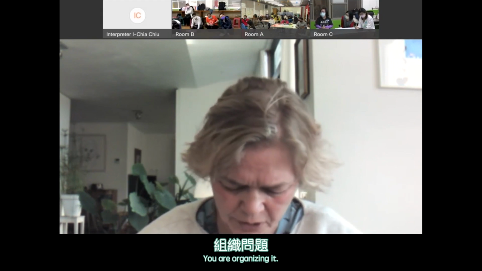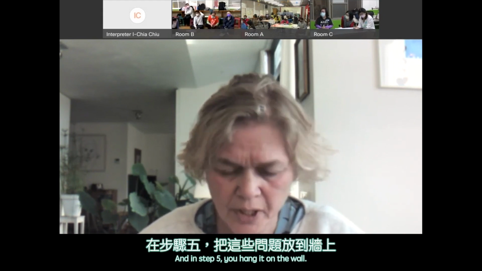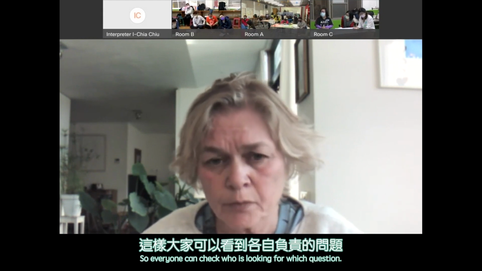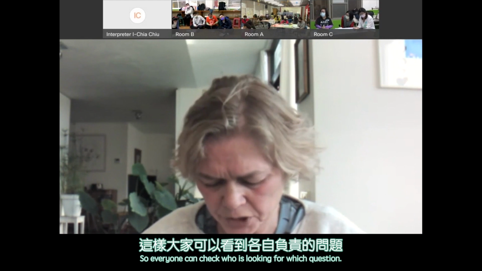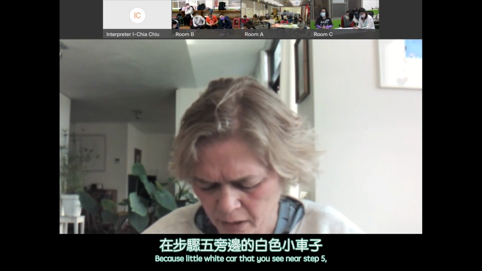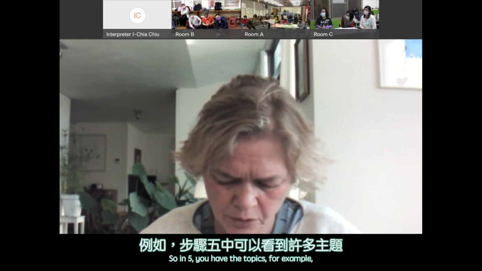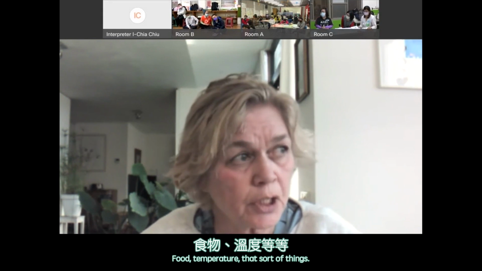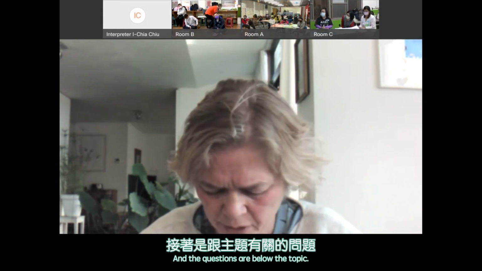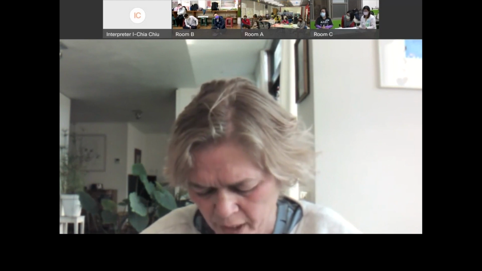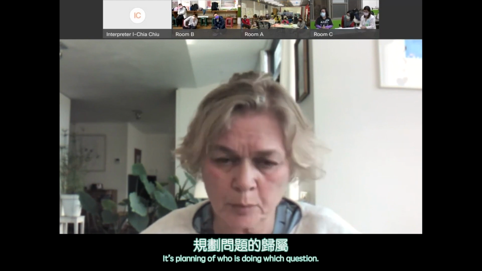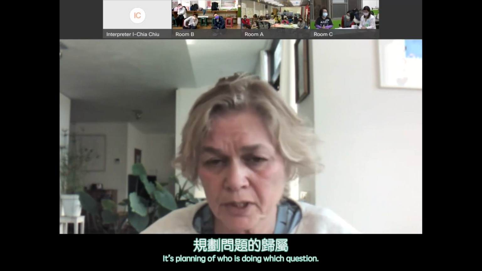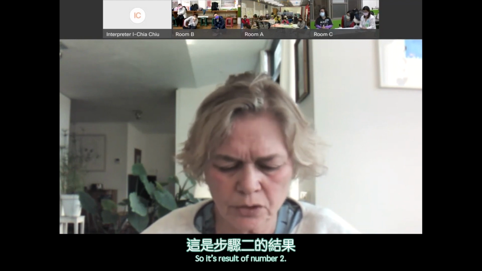So you are organizing it, and in step 5, you hang it on the wall so everyone can check who is looking for which question, because on the little white cards you see near step 5, there are names of the children. So in 5, you have the topics, for example, food, temperature, that sort of thing. Then the questions are below the topic, and the names of the children are there. So it is more for the plan, a planning of who is doing which question. So it's the result of number 2.